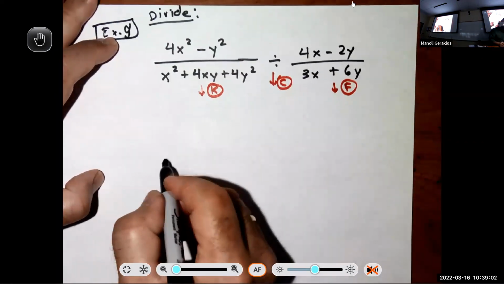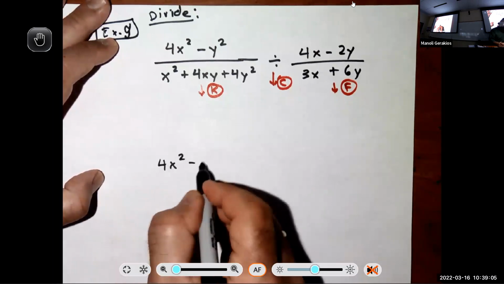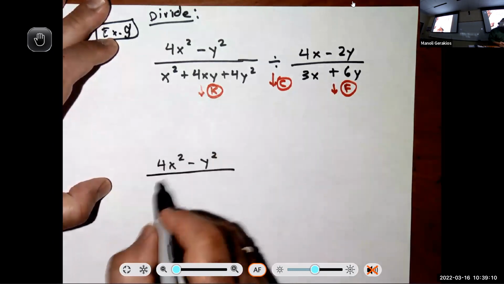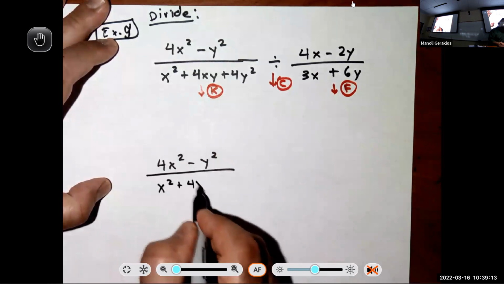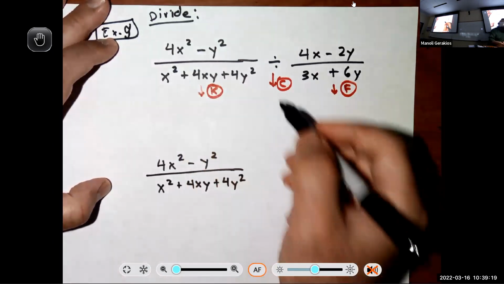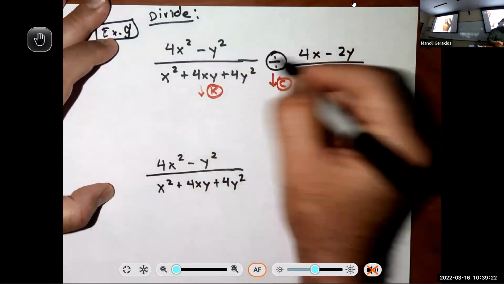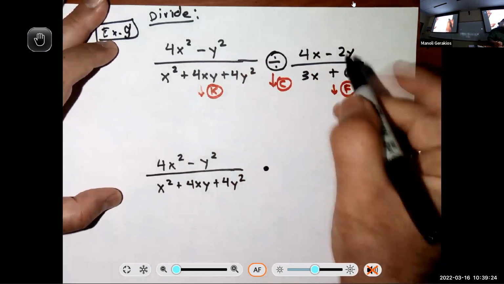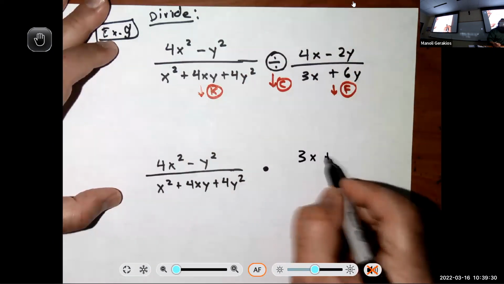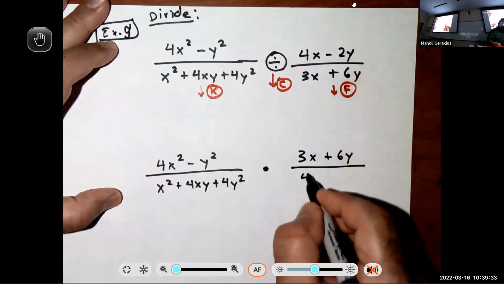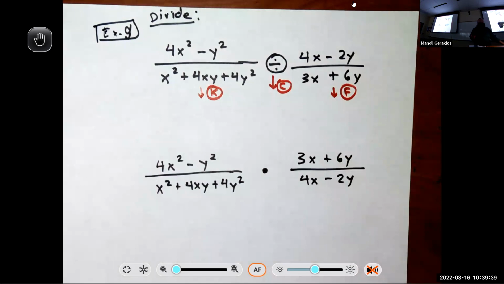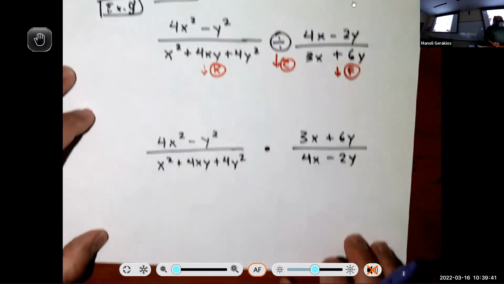So keep the first one the same: 4x squared minus y squared. And see how I'm leaving room above it to do my factoring. Over x squared plus 4xy plus 4y squared. We kept the first rational expression the same, change division to multiply, and now we're going to flip this one. Make the denominator the numerator, and make the original numerator the denominator. And now it becomes just like the problem we just did. Everything's the same after this. You just have to remember to do this part.